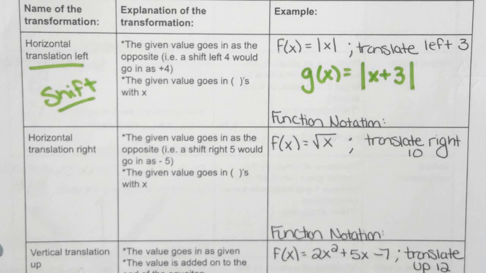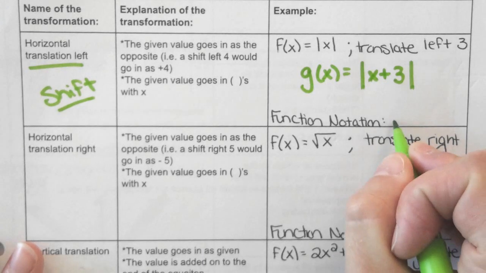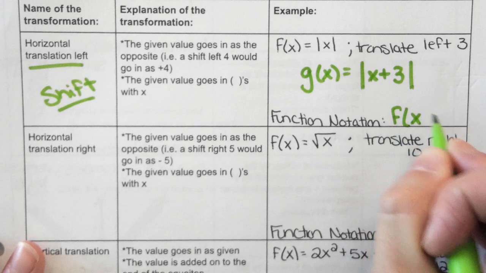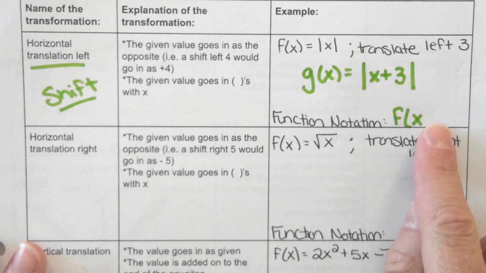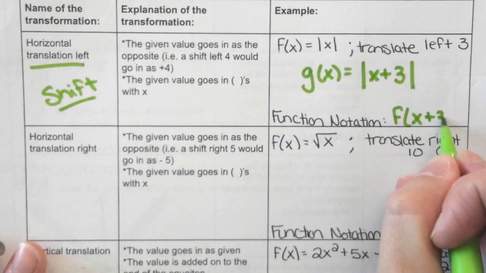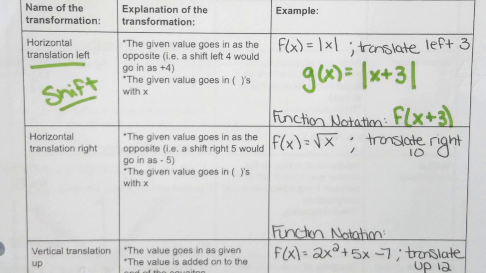Okay. Function notation. So this is just kind of a more generic way of writing it. We took our f of x, and in parentheses, we added 3. So this is just basically another way to describe what we did. So this is saying it in words, this is saying it in function notation, and then this is the actual example of me doing it. Does that make sense?